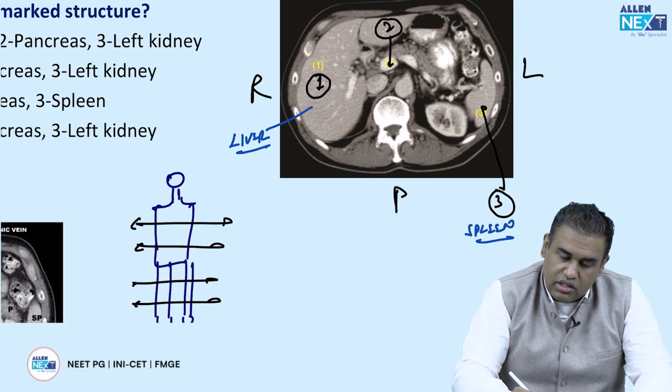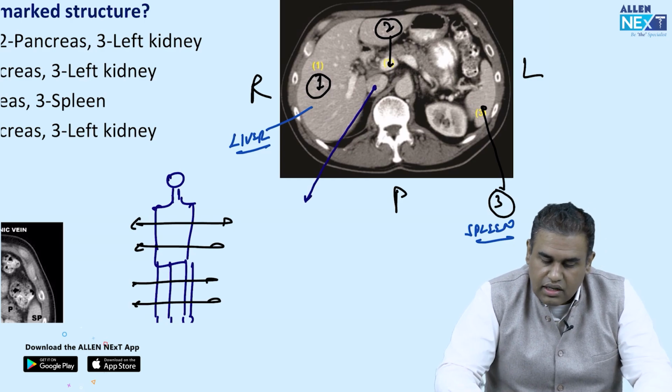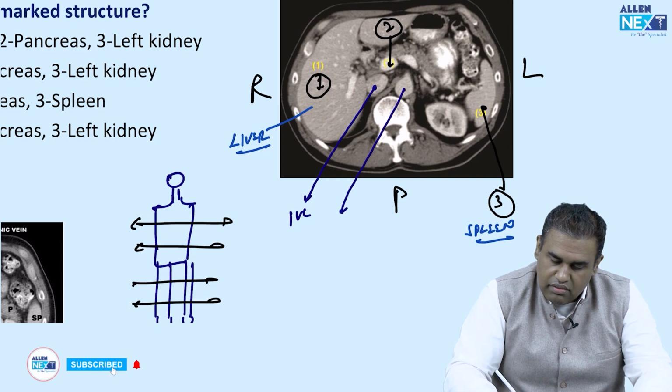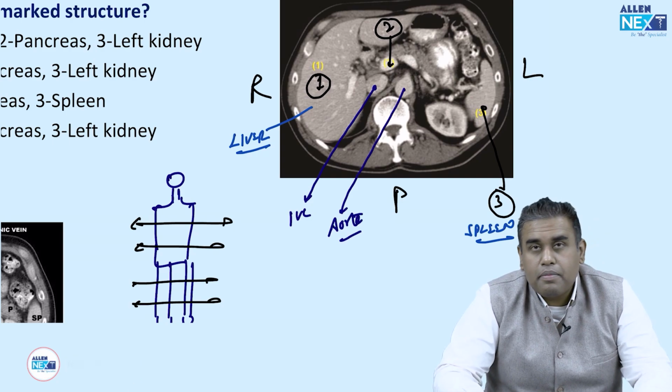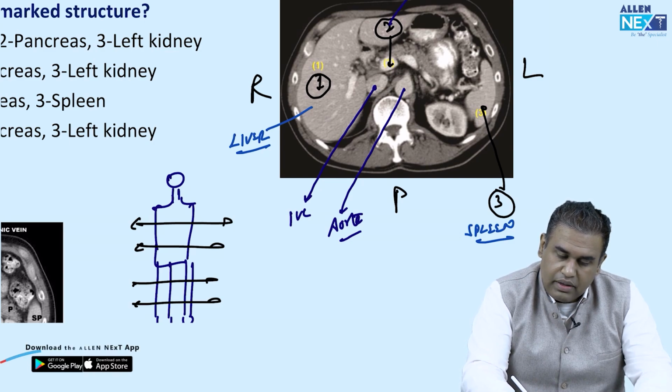And this structure over here too is in front of these major vessels. Now, what are these major vessels? Let me tell you. This vessel over here is in front of vertebrae to the right side. This might be IVC. Then this will be our aorta. Aorta is towards the left side. And therefore, this structure, number 2, is a retroperitoneal structure. Probably it is pancreas.